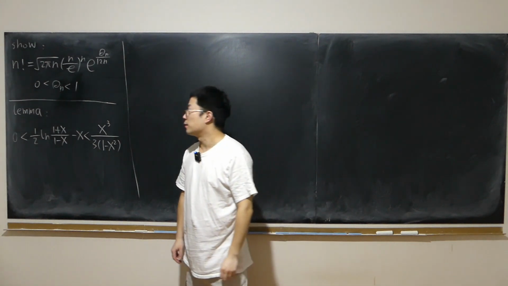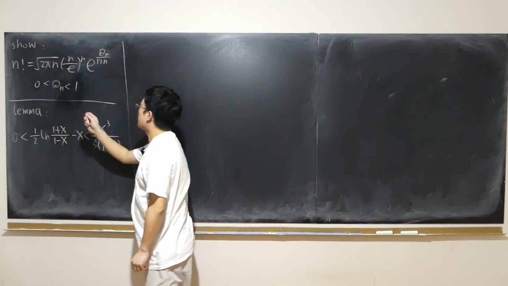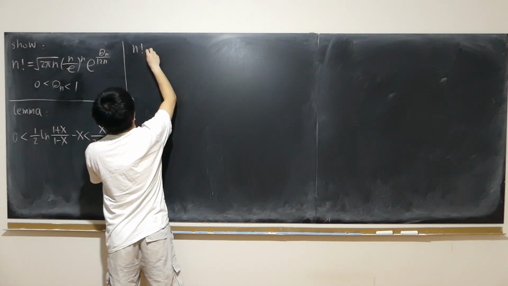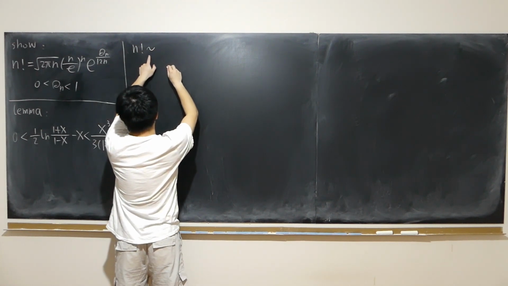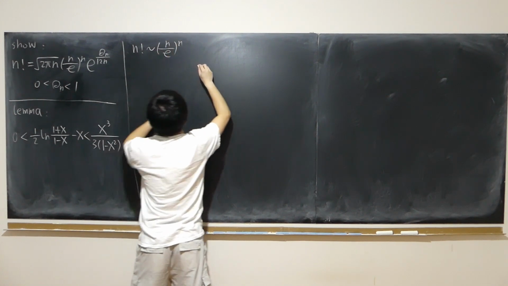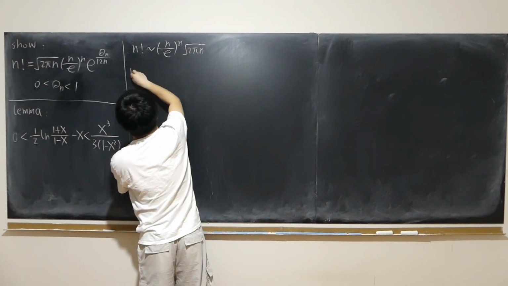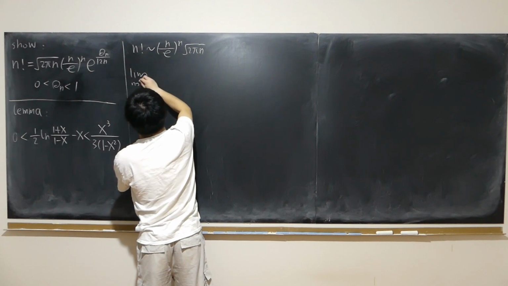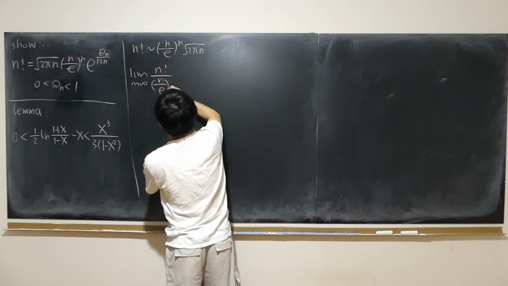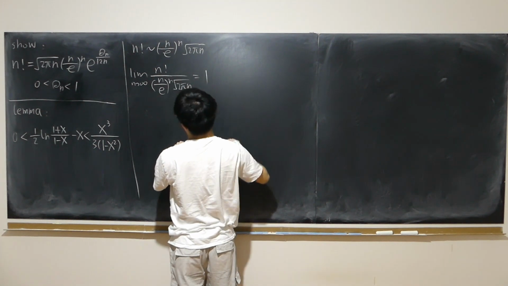n factorial goes to infinity very, very fast, right? Exponentially fast. So usually we have this Stirling formula. So n factorial is asymptotically equivalent to (n over e) to the power of n, times square root of 2 pi n. Meaning that the limit as n approaches infinity of n factorial over (n over e) to the power of n, square root of 2 pi n, is approaching 1.